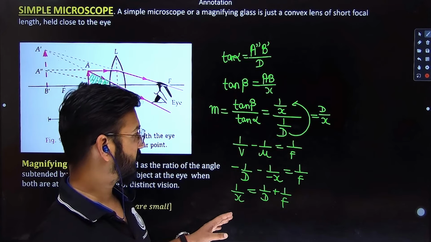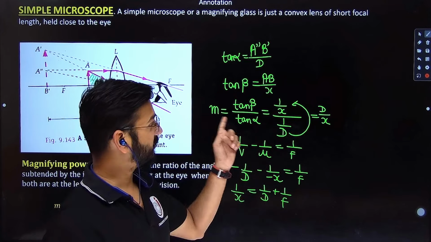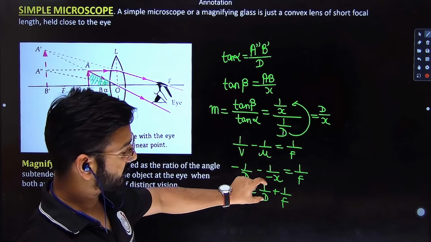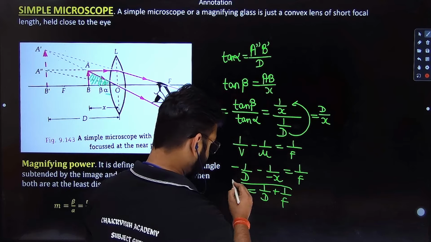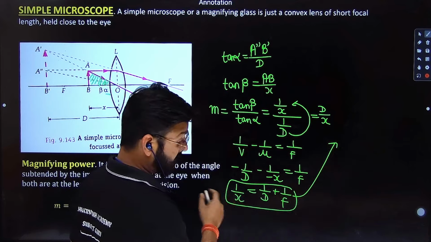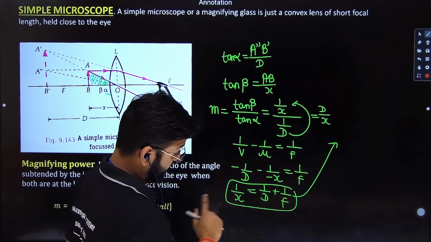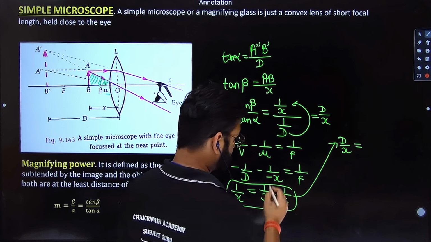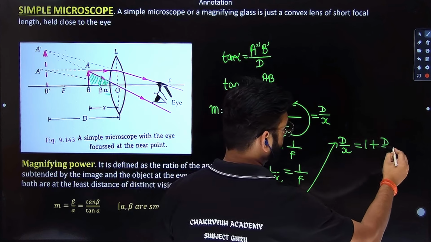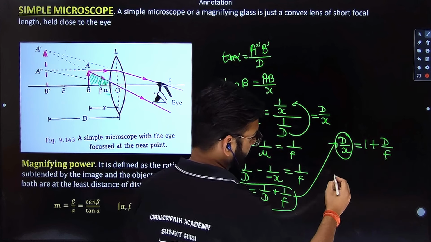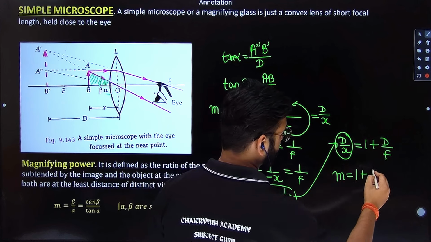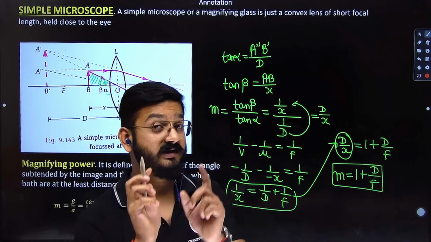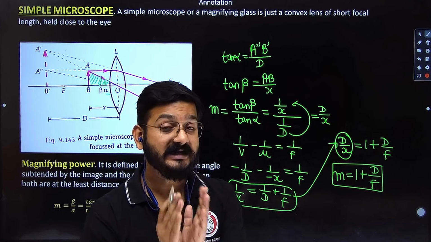Now, if you see the expression, I need d by x, right? Magnifying power is d by x. So I will multiply the whole equation throughout by d. This becomes d by x equals d by d plus d by f, and d by x is the magnifying power. So the magnifying power for a simple microscope is 1 plus d by f, when the image is formed at d.